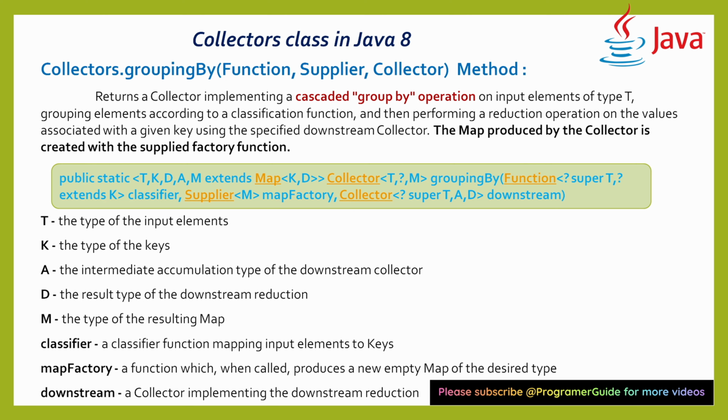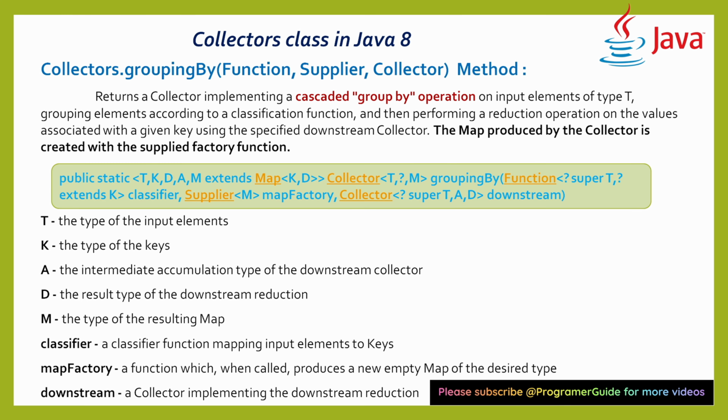What it means is, whatever data is there in the groupBy operation, it is going to take the downstream data and do the reduction. That means it will map together as per our given condition. After that, mapFactory, I mean the map, produces the collector created with the supplier factory function. The end result is displayed based on the supplier function you have given.